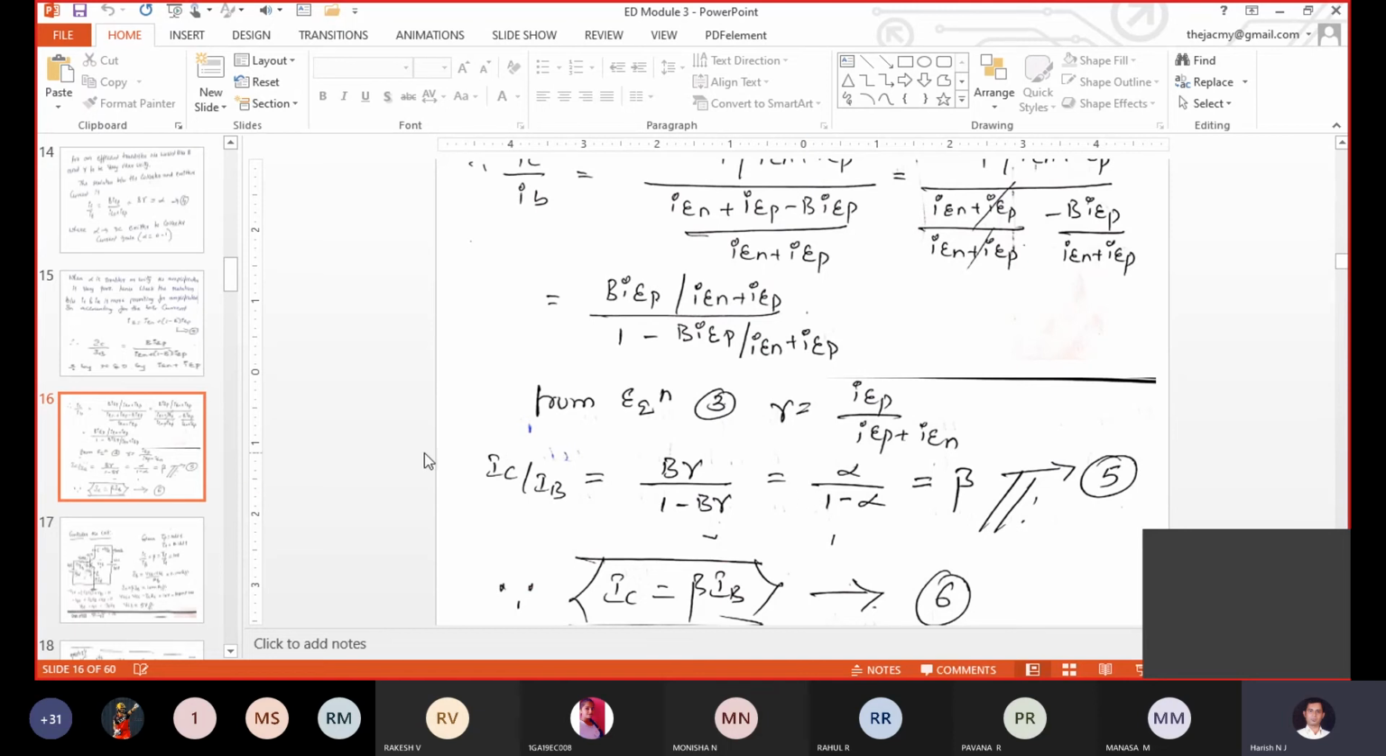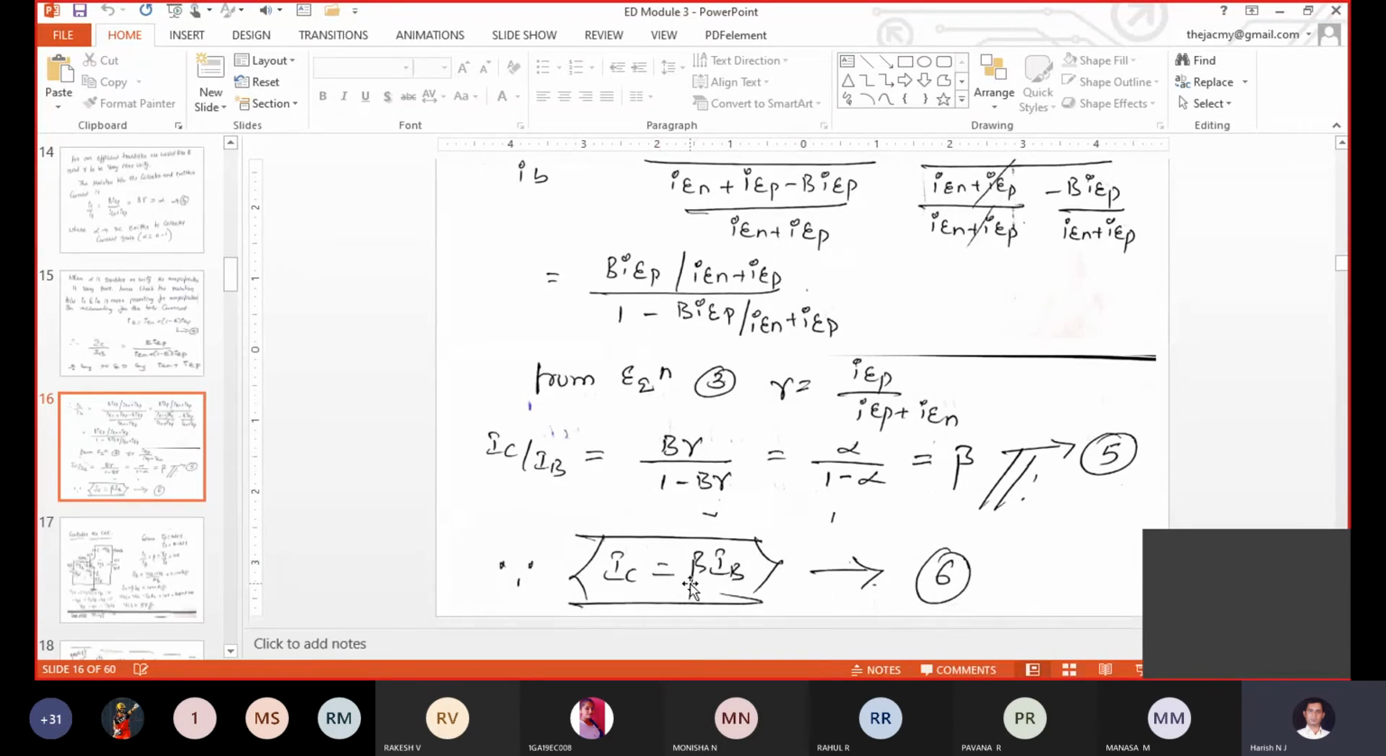Correct. So IC divided by IB is equal to beta. So if you want to calculate the output current, it will be equal to beta times IB. Correct. So from this equation, one more thing we can conclude here. Just check it out here. Let us take beta equal to 100.